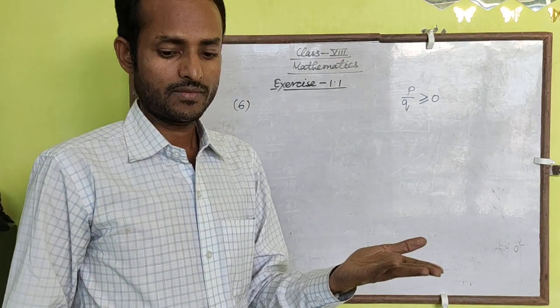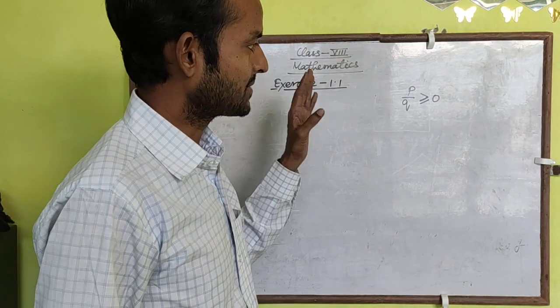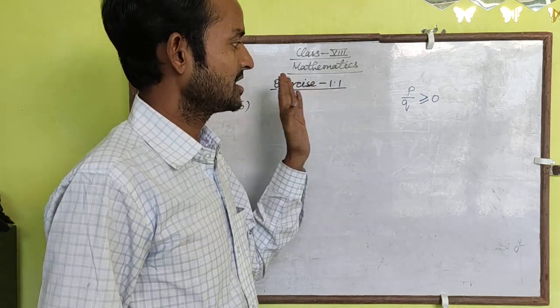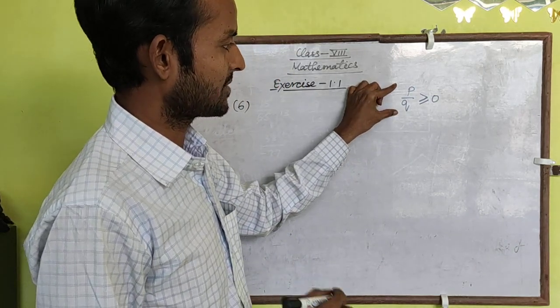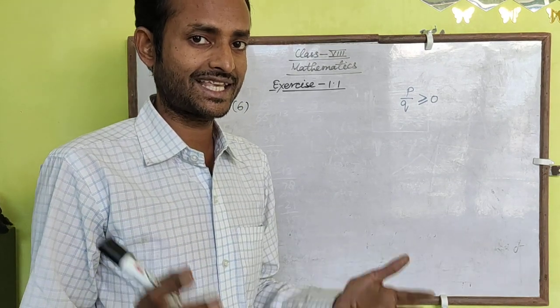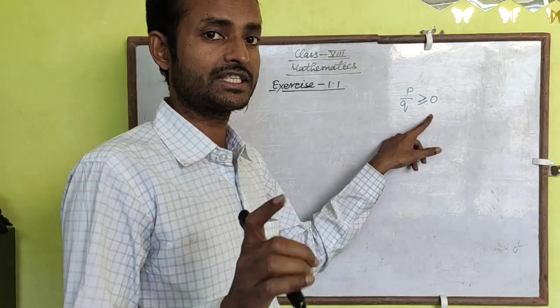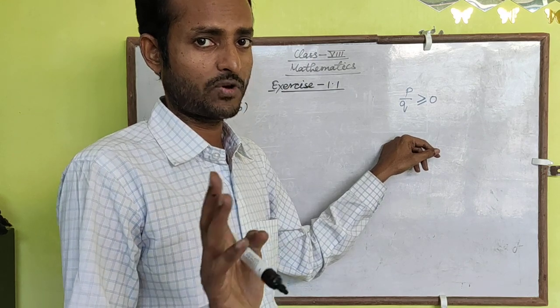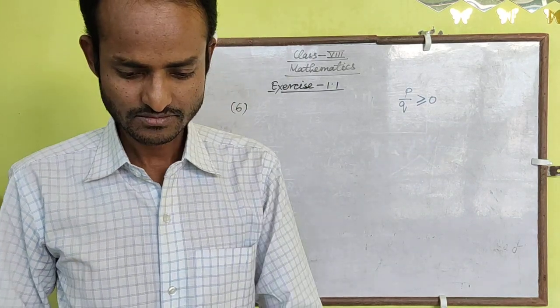What is the meaning of absolute value? Absolute value says that the rational number is always greater than or equal to 0, that is, we can say that the number is either positive or 0.